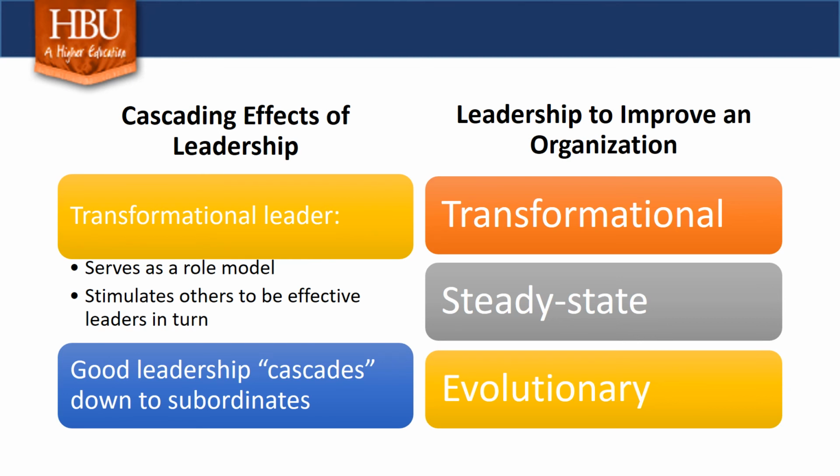Some other key components about leadership are what I would like to call our cascading effects of leadership. A transformational leader serves as a role model and stimulates others to be effective leaders in return. Ultimately, good leadership cascades, rolls down like a waterfall to subordinates. Leadership can improve an organization. It can do so in 3 ways: from transformation, steady state, or evolutionary.